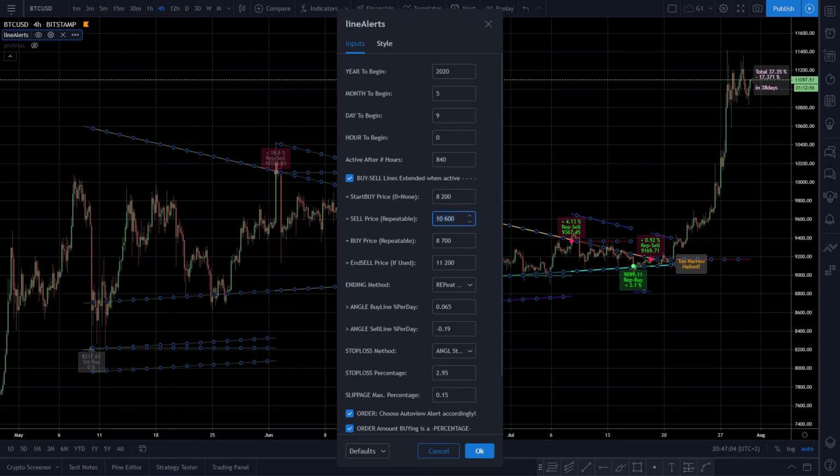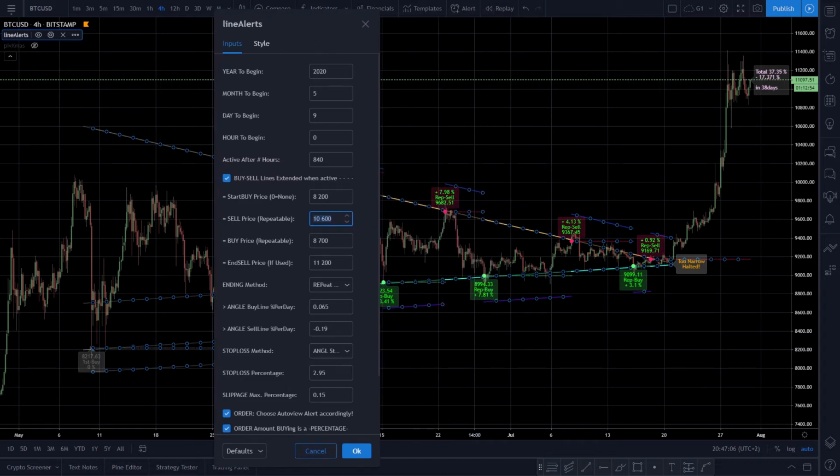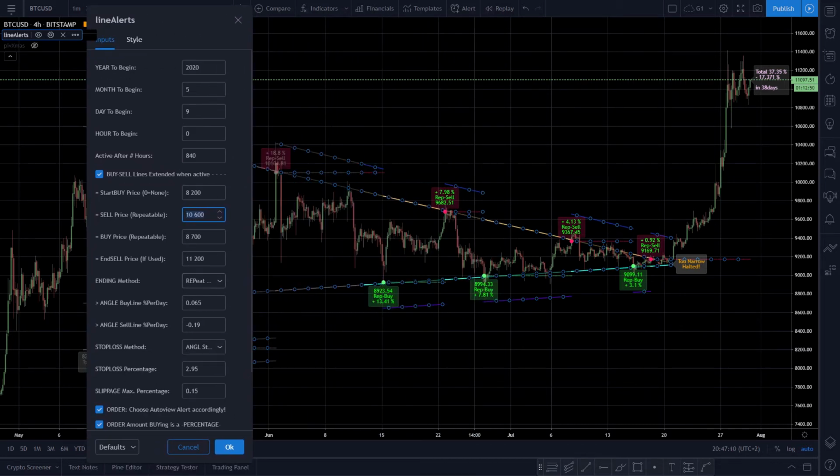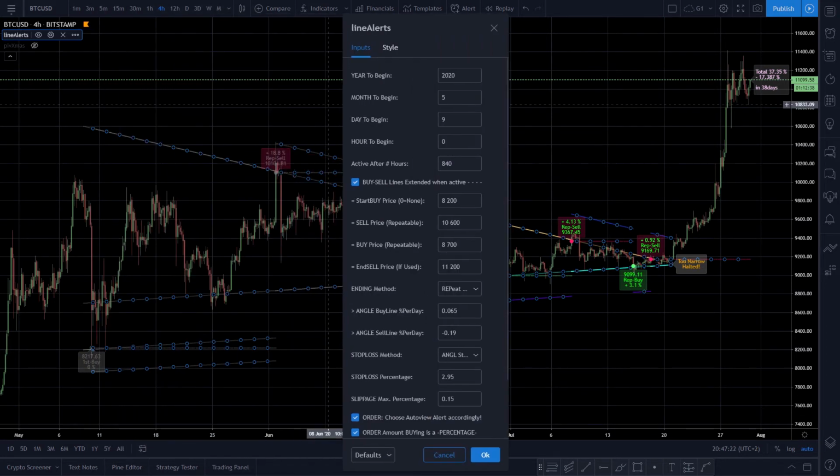The sell line can trigger multiple times, just like the buy line, unless the EndSell last ending method has been chosen. Remember, each defined price is at the beginning point in time, which has been defined earlier. The ending method offers a variety of choices. lineAlerts can repeat actions as long as it is not stopped out, aborted or halted.